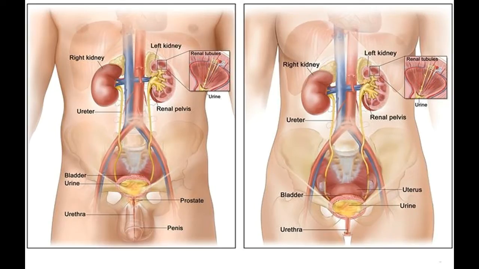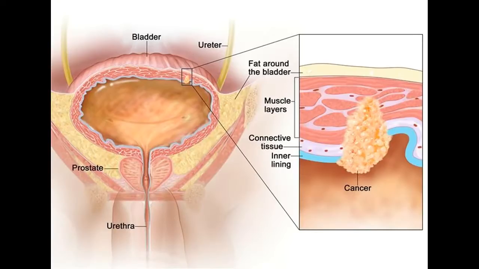There are two kidneys, one on each side of the backbone, above the waist. Tiny tubules in the kidneys filter and clean the blood. They take out waste products and make urine. The urine passes from each kidney through a long tube called a ureter into the bladder. The bladder holds the urine until it passes through the urethra and leaves the body.